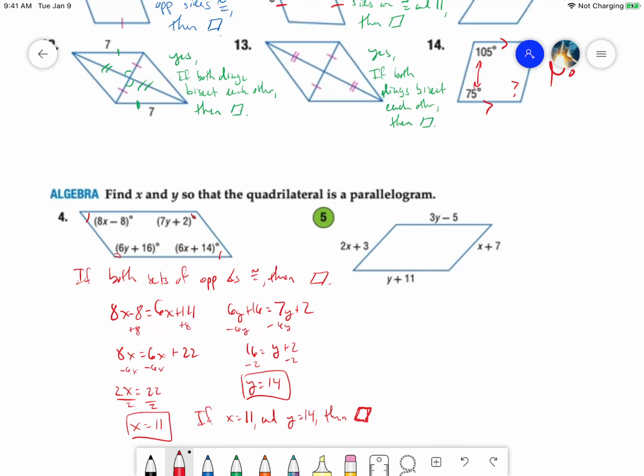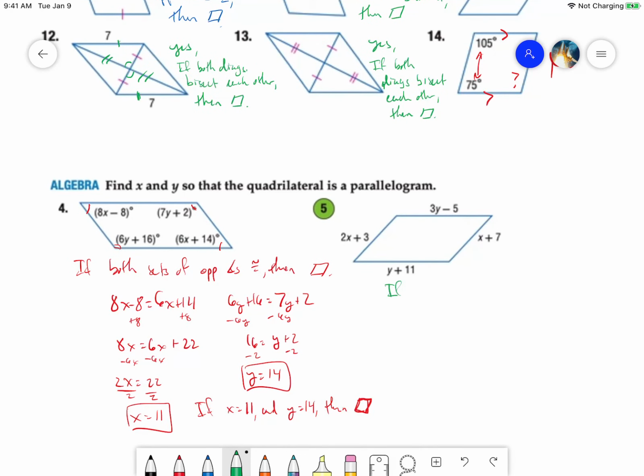All right, we're going to use the same thing, and we're going to keep that same idea going with this next one. Since we're given all these sets of opposite sides here, we're going to say if both sets of opposite sides are congruent, then it's a parallelogram. Okay, so that's the idea that we're using, which means that we need to have this side congruent to this side, so 2x plus 3 has got to equal x plus 7, and likewise 3y minus 5 has got to equal y plus 11.